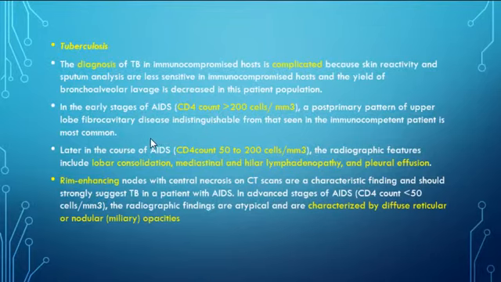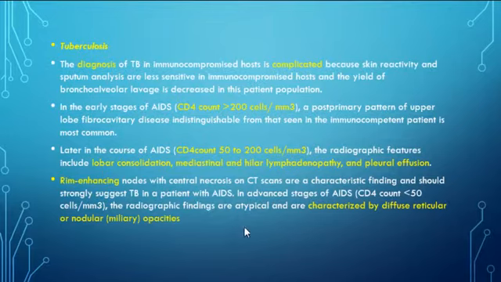In early stages, it resembles the post-primary pattern in normal patients. Later in the course, when the CD4 count is 50 to 200, the radiographic features include lobar consolidation, mediastinal and hilar lymphadenopathy, and pleural effusion. Rim-enhancing nodes with central necrosis on CT scan are a characteristic finding and should strongly suggest TB in patients with AIDS.